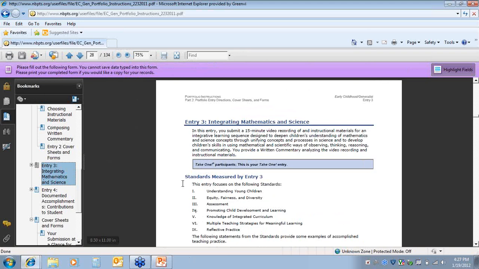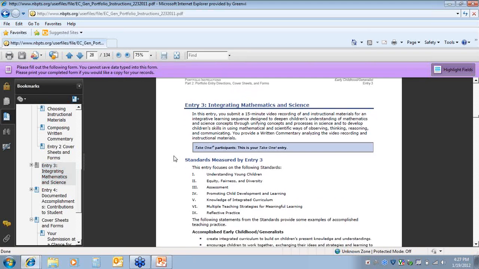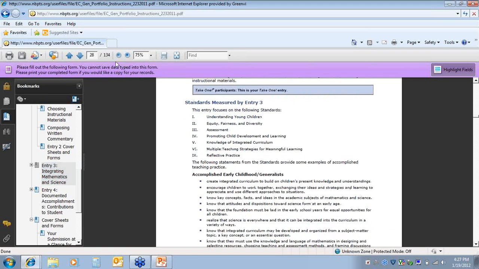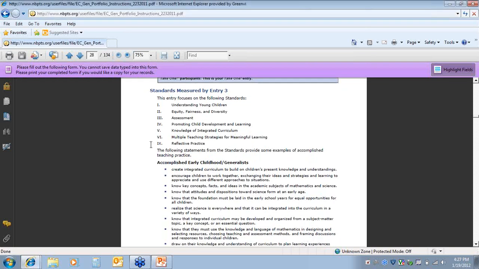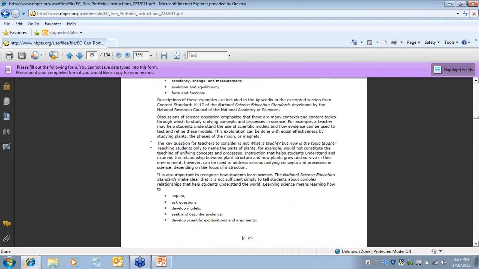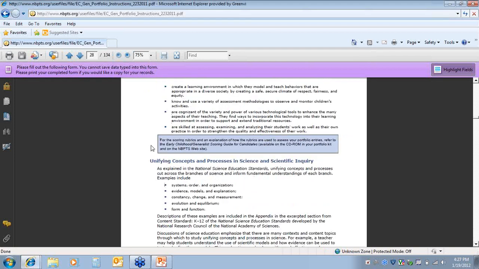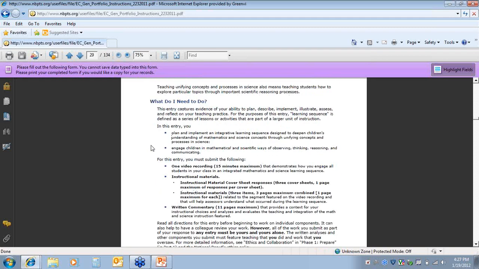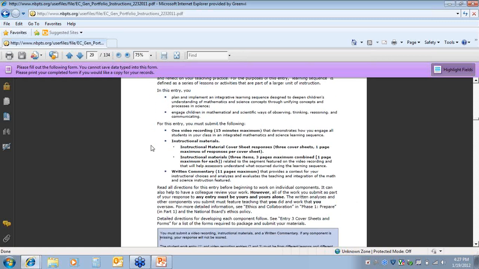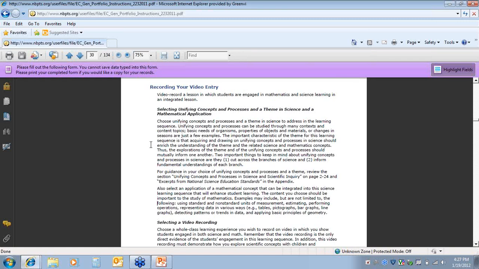section, then my directions pop up, and immediately I can see some important things like the standards that this entry focuses on. So those are going to be key important pieces that I'm going to read. We talked about it a little bit last week. The scoring, the actual rubrics for evidence is below. And then if I keep scrolling through, I'll see something about unifying concepts and processes for scientific inquiry. And then I'll see the section on what I need to do. So that kind of maps out what's going to be expected, how many pages do I have.